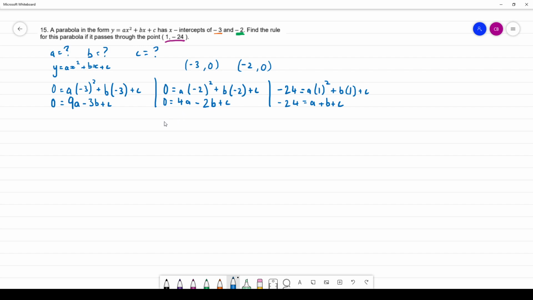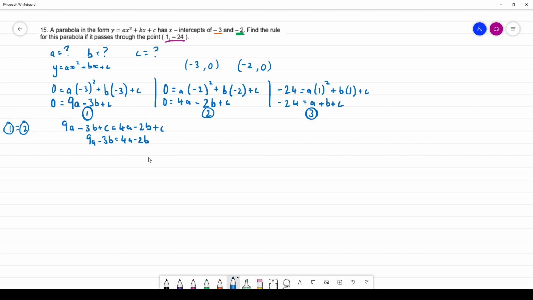So we could write 9a, you know what, I'll call this equation 1, this is equation 2, and this is equation 3. I'm going to make equation 1 equal equation 2. So 9a minus 3b plus c equals 4a minus 2b plus c. So I could minus c from both sides, and I'll be left with 9a minus 3b equals 4a minus 2b.